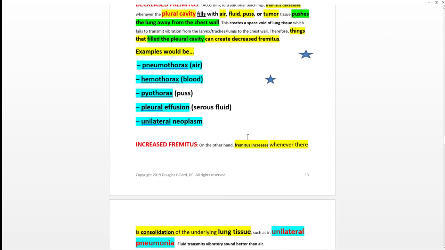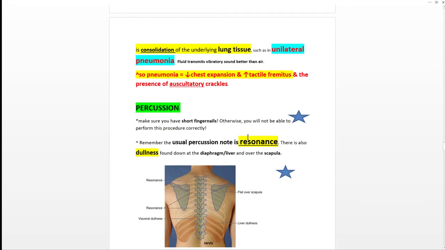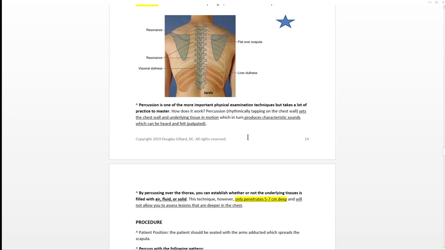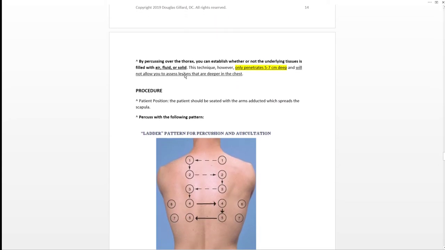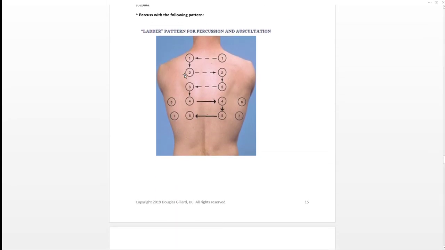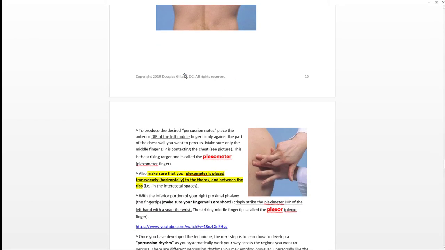Anyway, where are we now? I lost track with my rant. We did percussion. You can see the resonant regions here. Flat or dullness over the scapula. Dullness over the liver. Over the left side, it's just called visceral dullness, but it's still going to be dull. All right, we went over that pattern. We went over that.